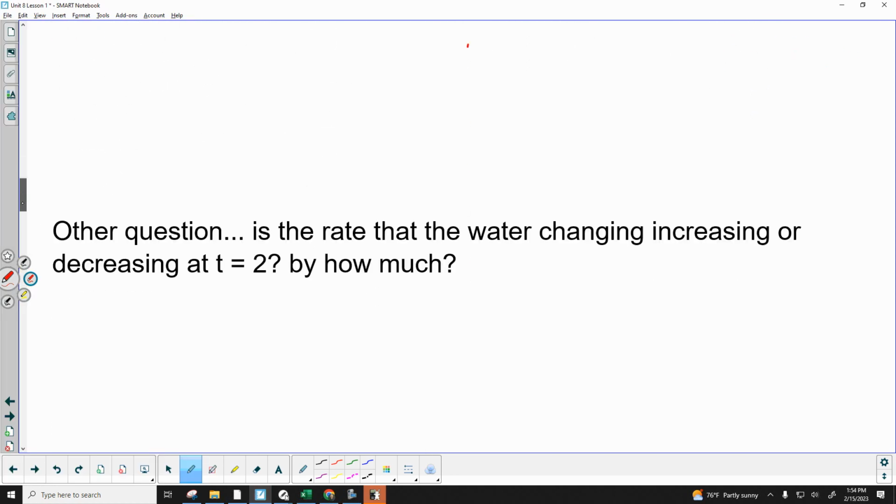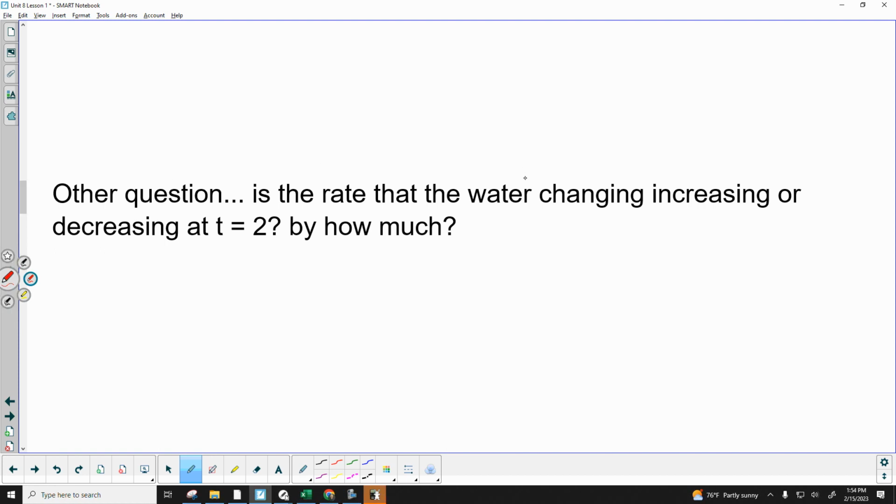Now. Is water increasing or decreasing at t equals 2? Answer that question with justification. Is our water level in our large water bottle increasing or decreasing at t equals 2? Answer that question.